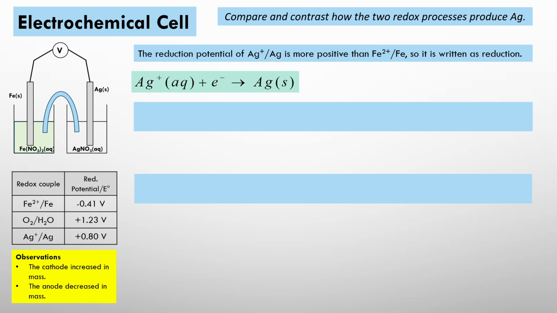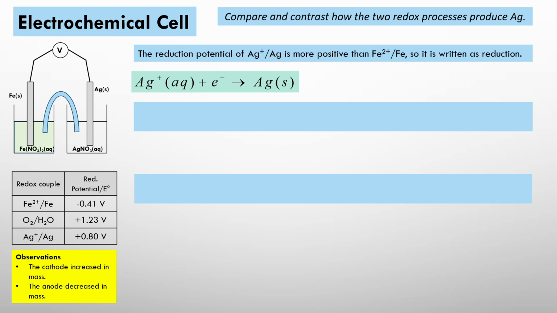The silver is balanced on both sides. There's one silver atom on both sides. There's no hydrogens or oxygens to balance, so now we're just going to balance the charge, so we'll add an electron to the left. So we've drawn the reduction equation.